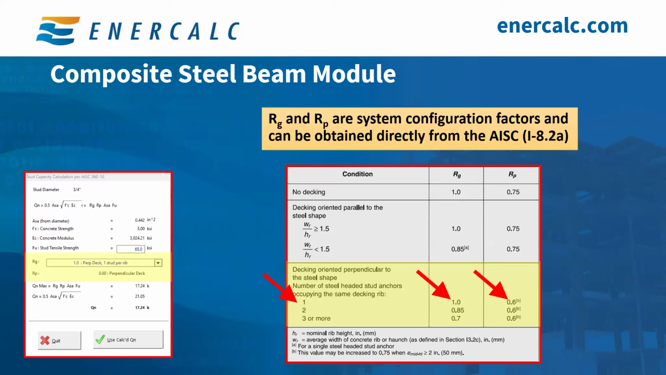The next tab is a simple one. This is the span and section data tab. This is pretty straightforward. For example, from the example statement, we know that the beam span is 24 feet, so you enter that information right here. And now we just need to pick a size for the steel beam to start from.